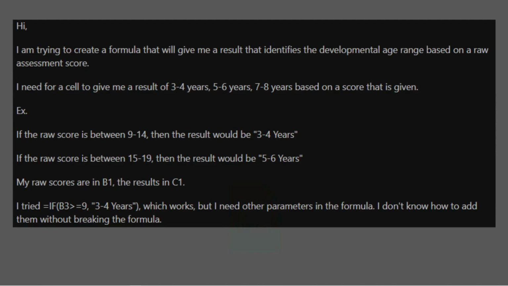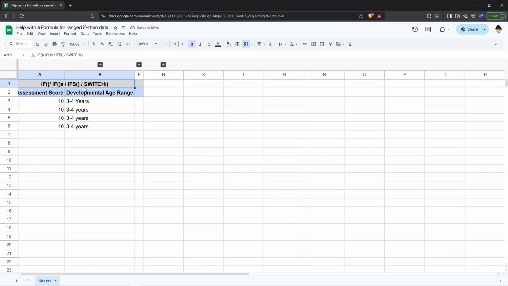Their formula they tried at the bottom is if B3 is greater than or equal to 9, output 3 to 4 years, which works. They say they need other parameters in the formula and don't know how to add them without breaking the formula. Let's take a look. So, here in my spreadsheet, I've created some sample data, along with the user's formula and some alternate formulas.